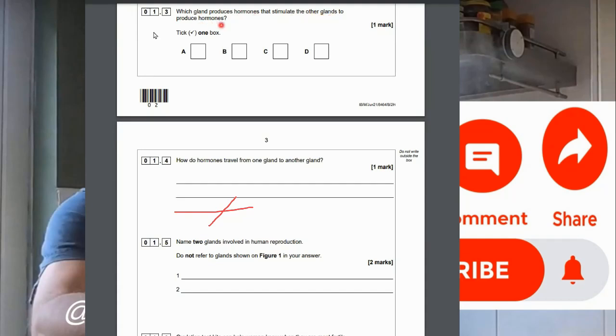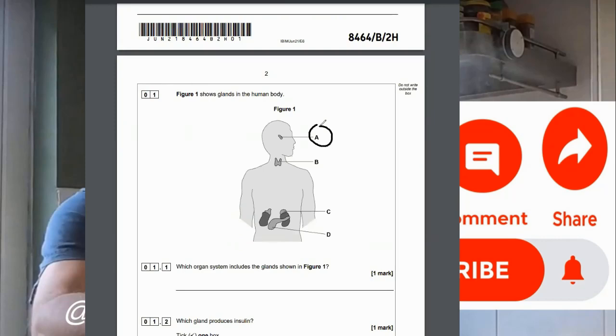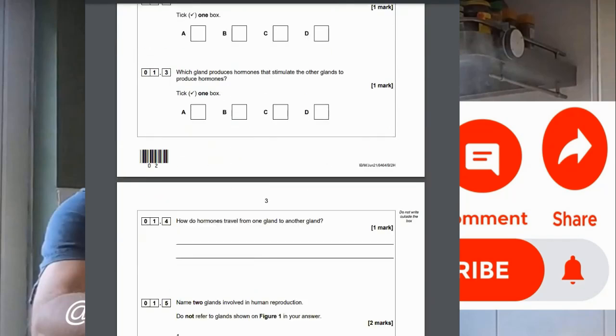So, which gland also produces hormones that stimulate other glands to promote or produce hormones? Well, that's going to be A here. That's the pituitary gland, and it stimulates the thyroid gland and it acts on the ovaries, which aren't shown in this diagram. So, the answer here is A, which is the pituitary gland. It's sometimes known as the master gland, and the other glands are like slaves or servants, as it basically tells them what to do by acting on them.